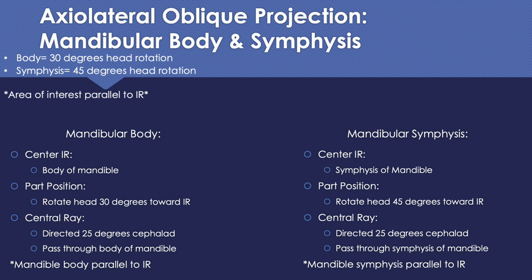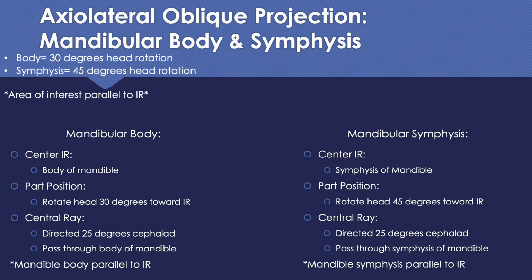For the mandibular body, we would center the IR at the body of the mandible. For part position, you will have your patient in an anterior oblique position. The patient's head will be rotated 30 degrees toward the IR. For our central ray, it will be directed 25 degrees cephalic, passing through the body of the mandible.